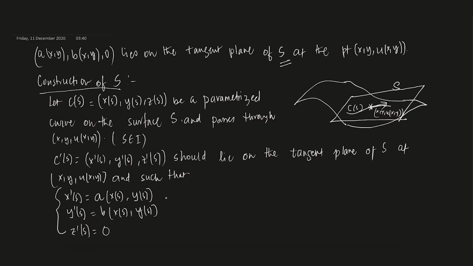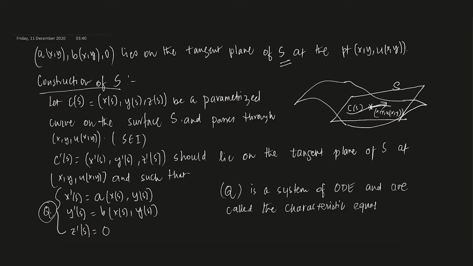Let's say this is your Q. Now Q has a very special name. The equation Q is a system of three equations, a system of ODEs, and these are called the characteristic equations of the PDE1. So given the PDE1, the system of ODEs Q, which looks like this: x prime of S is A, y prime of S is B, and z prime of S is 0 in our case, is called the characteristic equation.